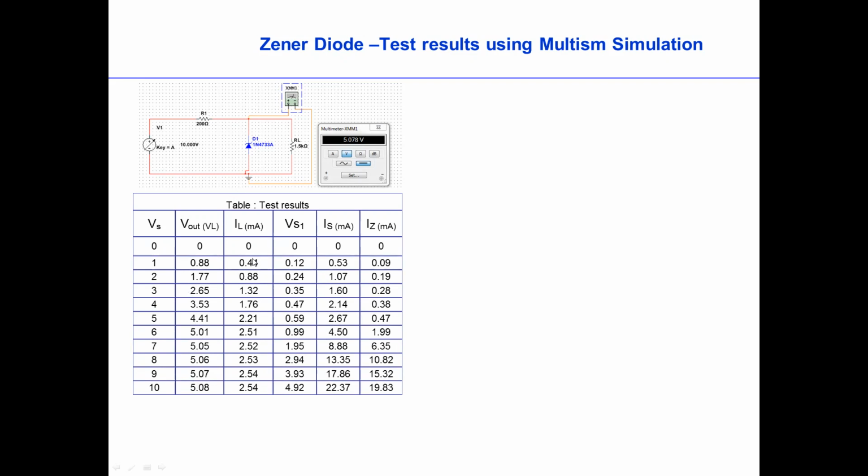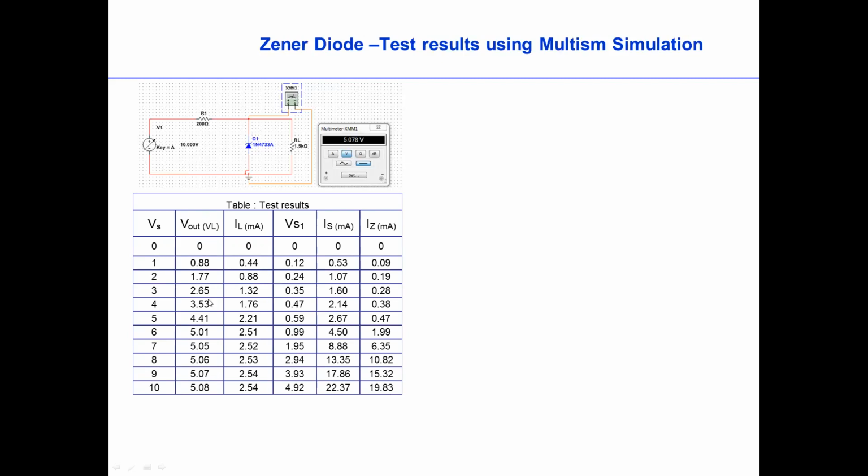And the load current, in milliamps, is increasing to a maximum of 2.54. Then of course the voltage across the source is increasing to a maximum of 4.92 volts, which is close to 5 volts. And the supply current is again 222.37 milliamps. And now the Zener current is also increasing by a small amount, from 0 to a maximum of 90.83 milliamps.